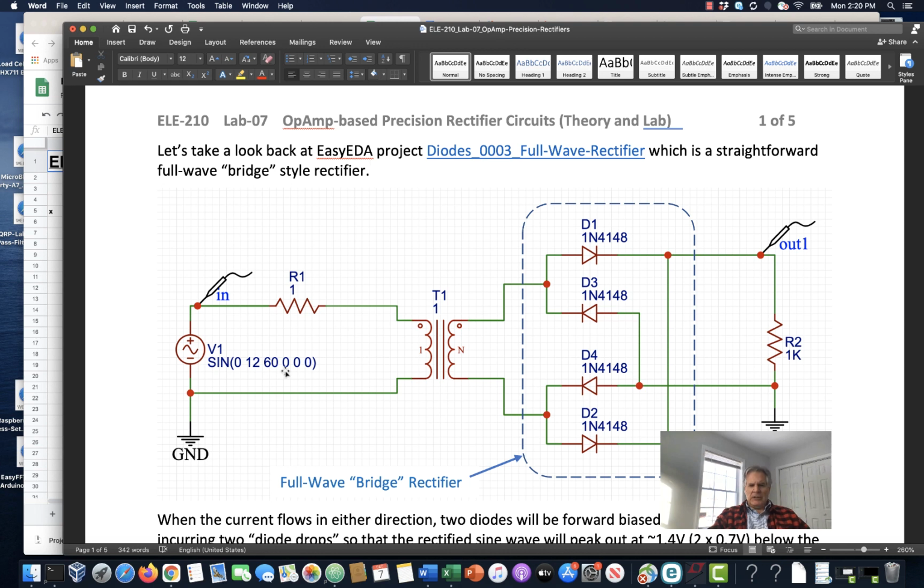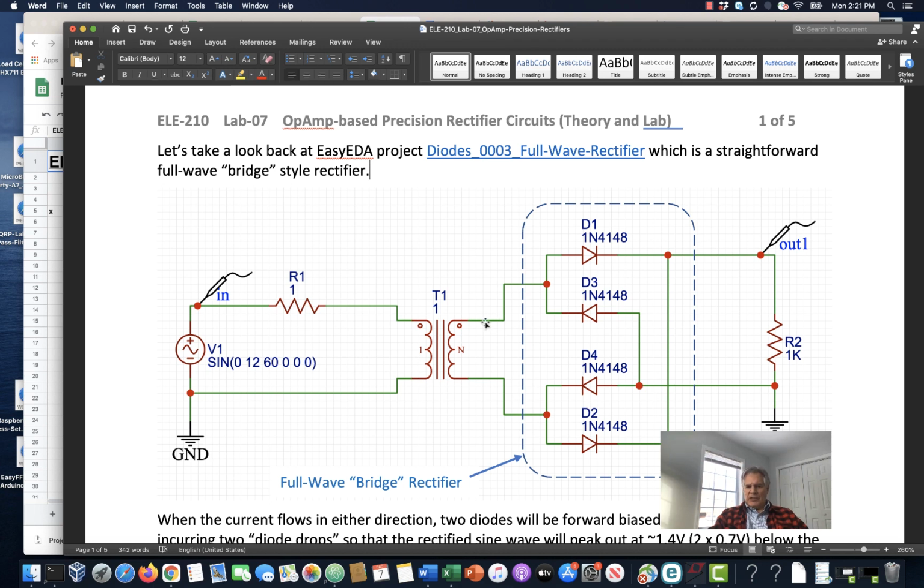Now this circuit has a sine wave source, in this case 12 volts peak, and just a very low series resistance here of 1 ohm. A 1-to-1 transformer, so if there's 12 volts peak on this side, there's 12 volts peak on this side. And since this is truly an AC waveform, half the time this node right here is positive, with this one being negative, and the other half of the time it's vice versa. This guy is negative with this guy being positive.